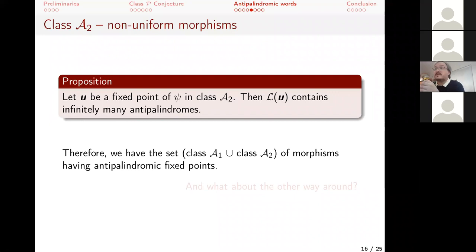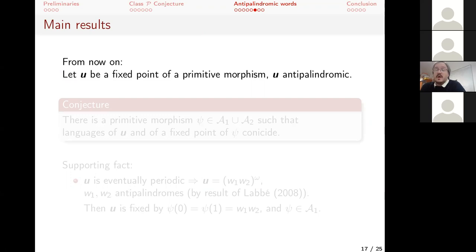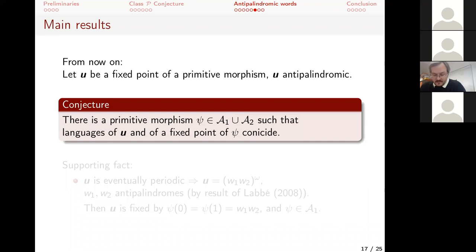And the question is, what about the other way around? Can we change the direction of the implication? Well, in some cases, yes. In some cases, we do not know. So from now on, U will stand for a fixed point of a primitive morphism and an antipalindromic word. Our conjecture, and so far it's only a conjecture, is that if U is such a word, a fixed point of a primitive morphism and antipalindromic, then there is a morphism psi in the union of classes A1 and A2, such that the languages of our word U and a fixed point of this morphism psi coincide. So basically we conjecture that the opposite direction of implications in our previous theorems is true.